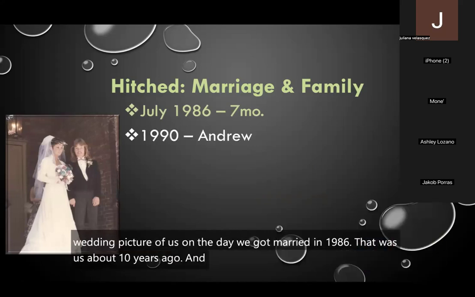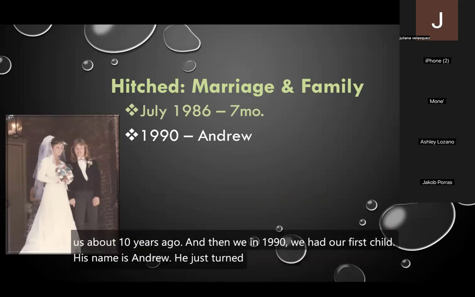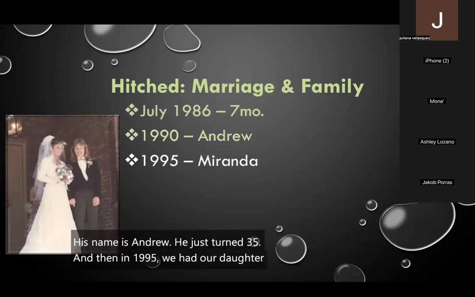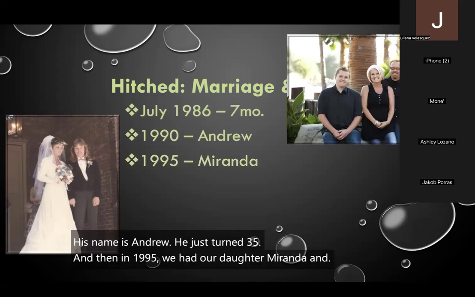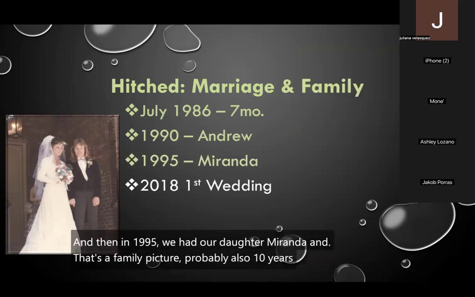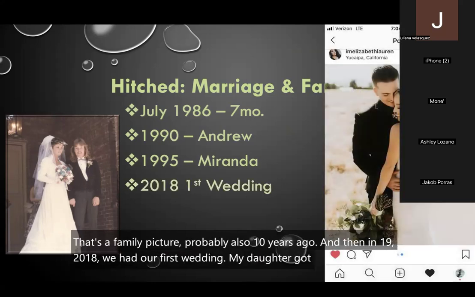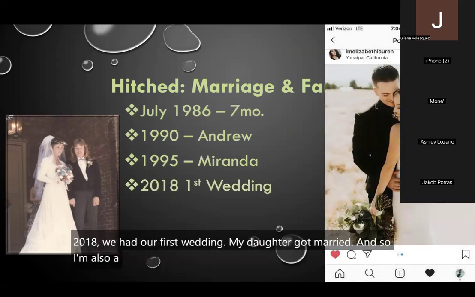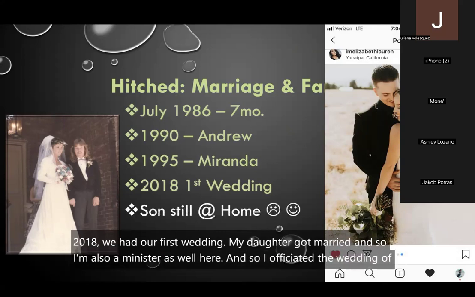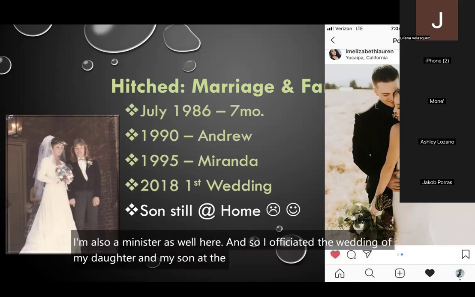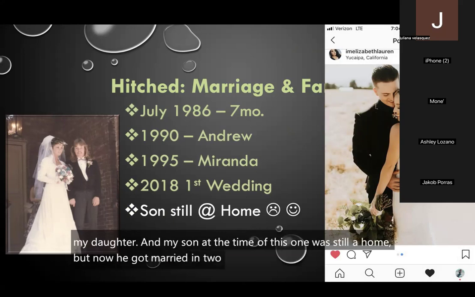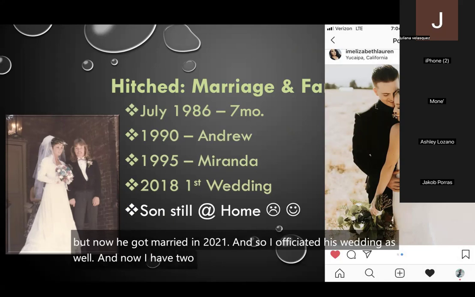And then in 1990, we had our first child. His name is Andrew. He just turned 35. And then in 1995, we had our daughter Miranda. And that's a family picture, probably also 10 years ago. And then in 2018, we had our first wedding. My daughter got married. And so I'm also a minister, as you'll hear. And so I officiated the wedding of my daughter. And my son at the time of this one was still at home, but now he got married in 2021. And so I officiated his wedding as well. And now I have two granddaughters from my daughter.